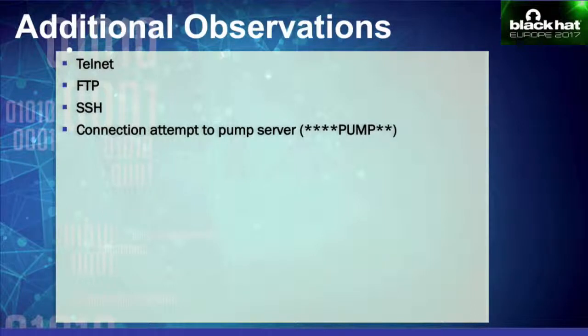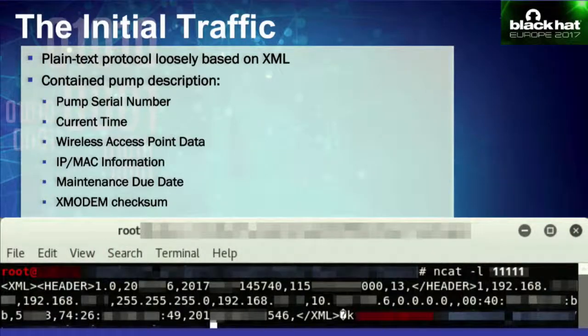So we put the Netcat utility on our fake pump server, and it started to listen on TCP port 11111, which is the same port that the pump was trying to reach out to. So we started receiving some packets. This is what an initial packet looked like. Again, it looked like a proprietary protocol, but it was loosely based on XML. So we were able to decipher the data that was coming from the pump.